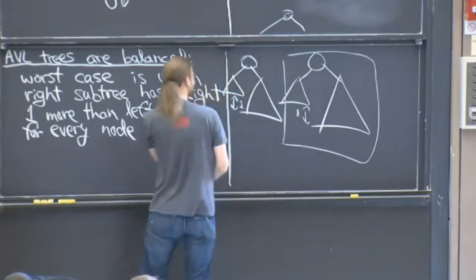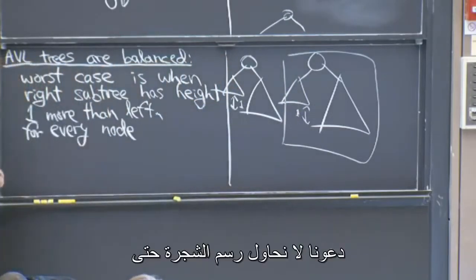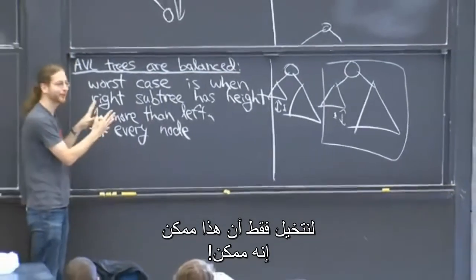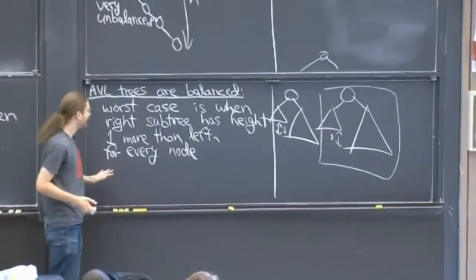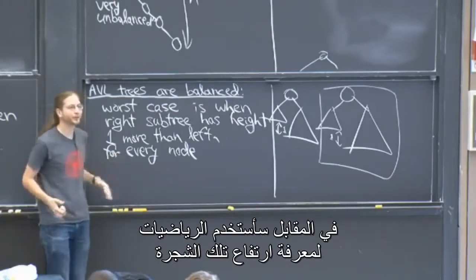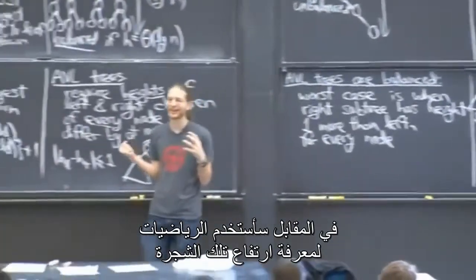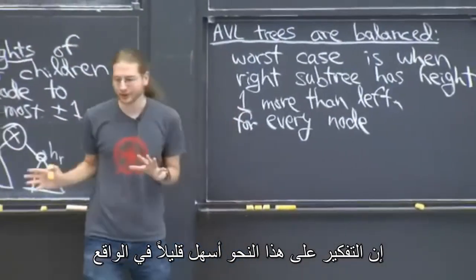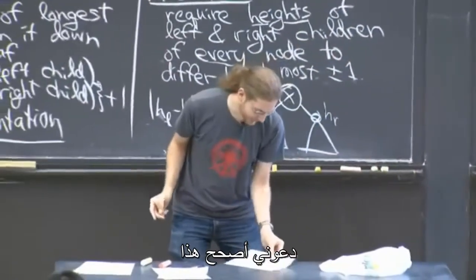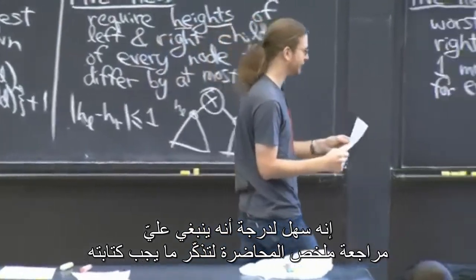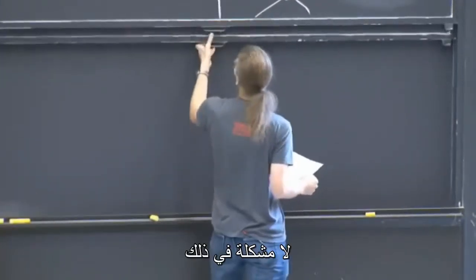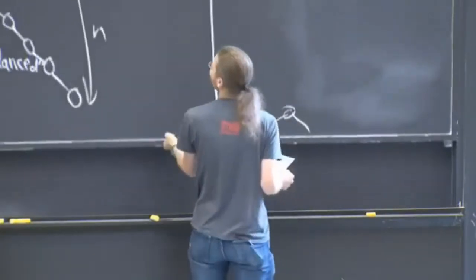A little tricky. Let's not even try to draw the tree. Let's just imagine this is possible. It is possible. And instead, I'm going to use mathematics to understand how high that tree is. Or actually, it's a little easier to think about. Let me get this right. It's so easy that I have to look at my notes to remember what to write. Really, no problem. All right.